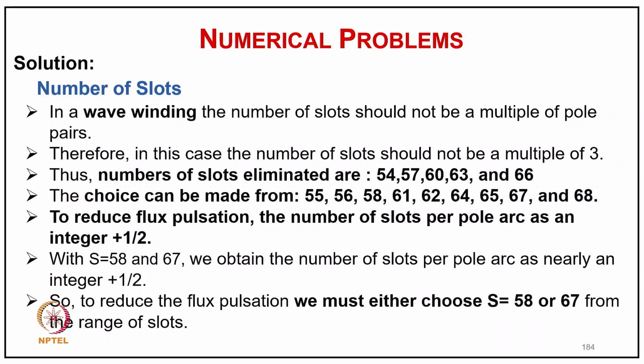So with S equal to 58 and 67, we obtain the number of slots per pole per phase as nearly an integer plus half. So to reduce the flux pulsation, we must choose S equal to either 58 or 67 from the range of slots.